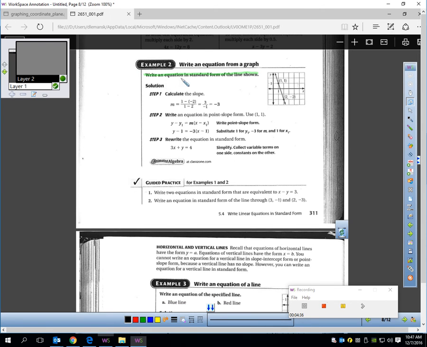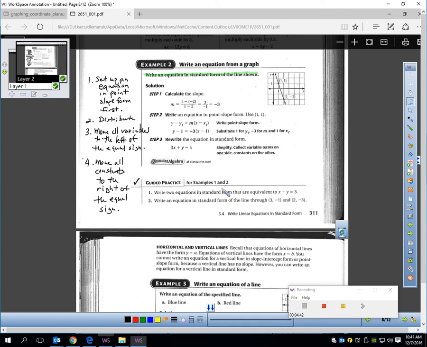We have to be able to write an equation in standard form. These are the steps that I would suggest you follow. This is what the book's showing. I'm trying to spell it out so you understand exactly what the book's trying to show you. Here's how you write an equation in standard form. You first start out by setting up an equation in point-slope form first. That's what we just got done in our last lesson. So start off in point-slope form. Once you have point-slope form, distribute. Move all the variables to the left of the equal sign, and then move all the constants to the right, and you're done. Okay?